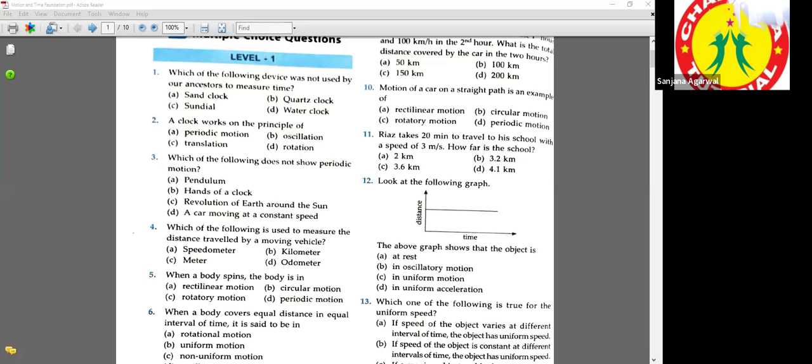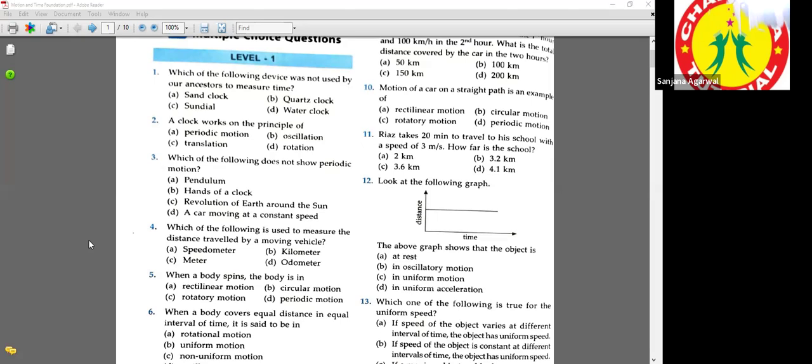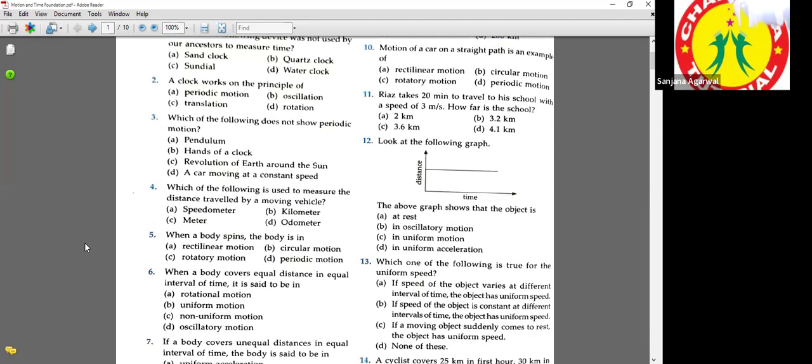Hamza, fifth one. Be quick, simple questions. When a body spins, that means the body is in what type of motion? Siddhant: Ma'am, when a body spins, the body is in rotational motion. Okay. Advika, sixth. Ma'am, uniform motion, when a body covers equal distance in equal time. Okay.